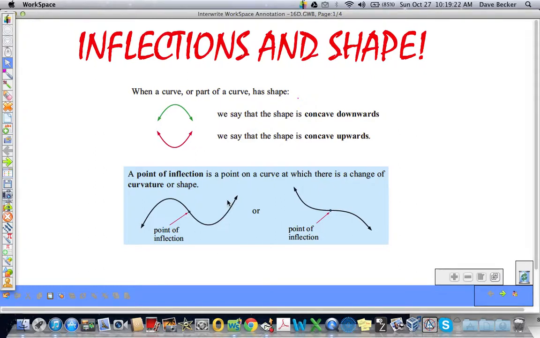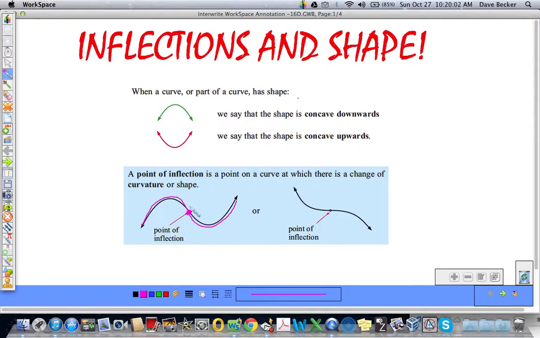Let me draw that on there. From here, around to here, the curve is concave down. It looks somewhat like this. Not perfectly, but I think you can agree that it's opening downwards. Concave down right here. And then from here the shape changes and it becomes concave up. It is opening upwards. And the point where that change occurs is called the point of inflection.